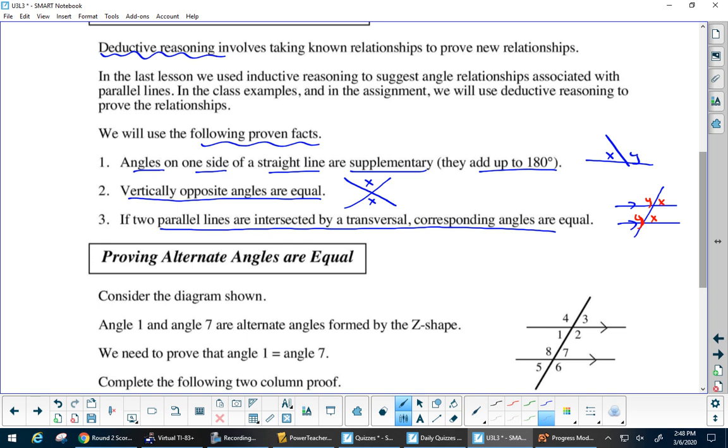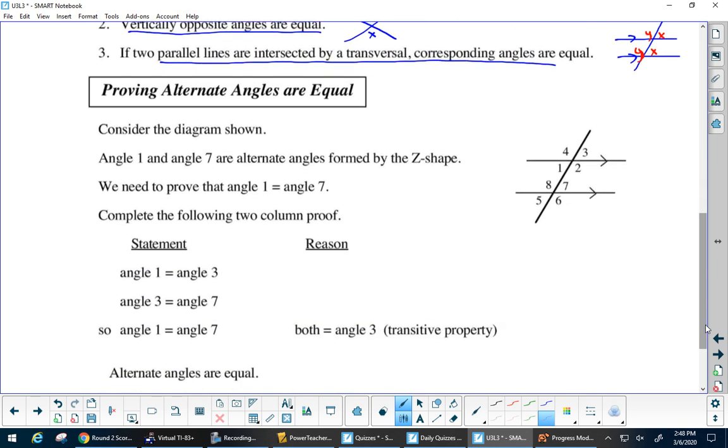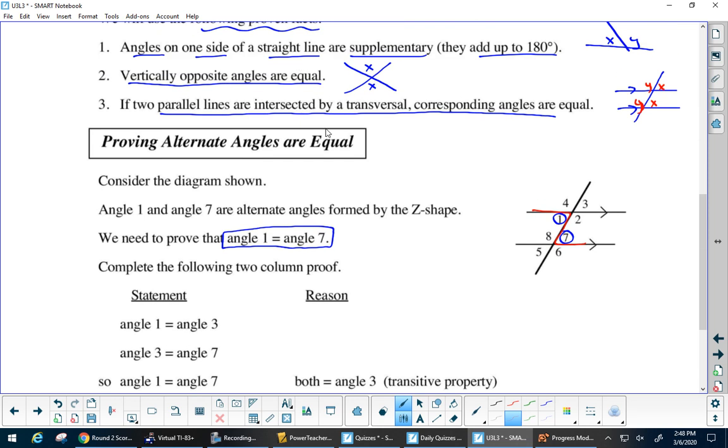Okay, so here's a question. Prove that angle 1 equals angle 7. So I need to prove these are the same, angle 1 and angle 7. Now, haven't we already learned that in the Z, those two must be equal? Remember that yesterday? The Z, these should be equal angles. But we need to prove it. And you can't just say, but no, we learned that yesterday. No. Let's prove just using these.